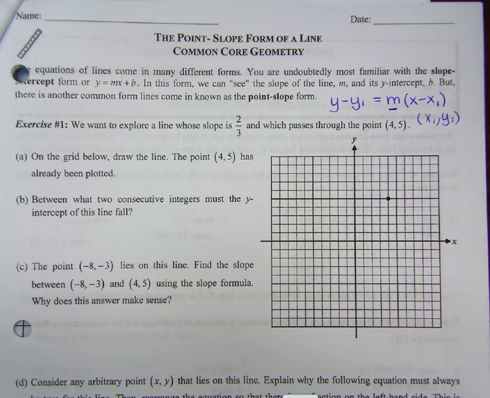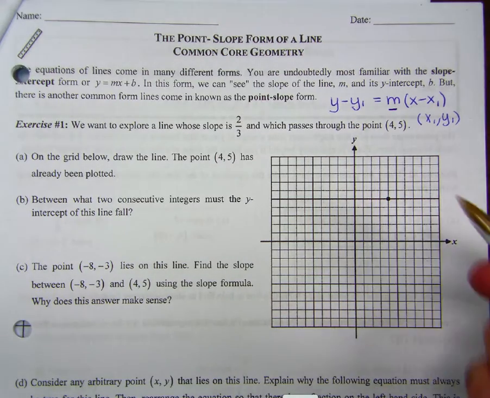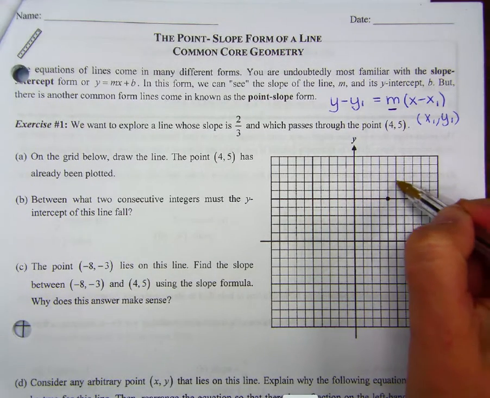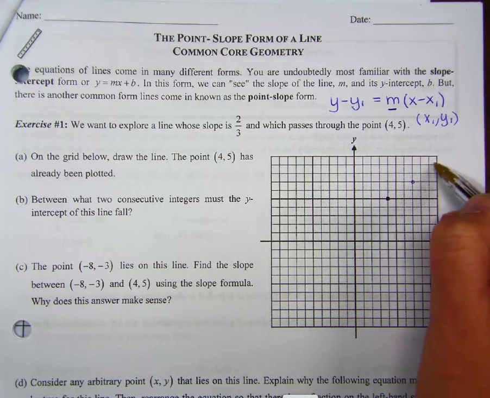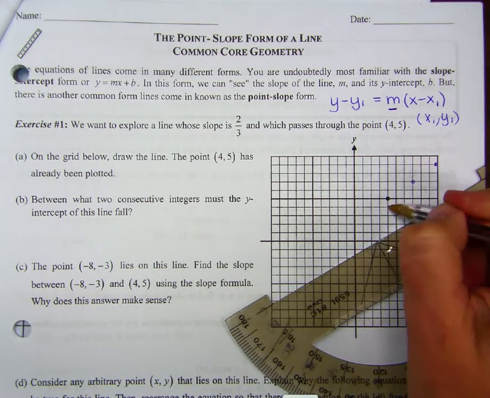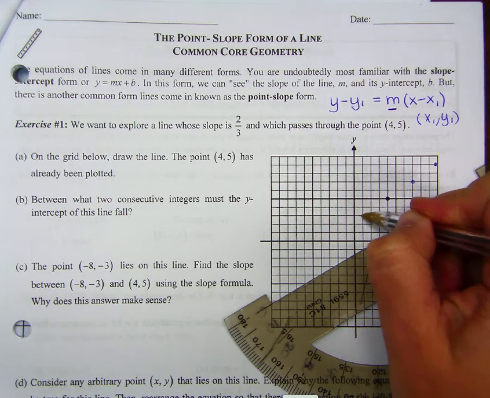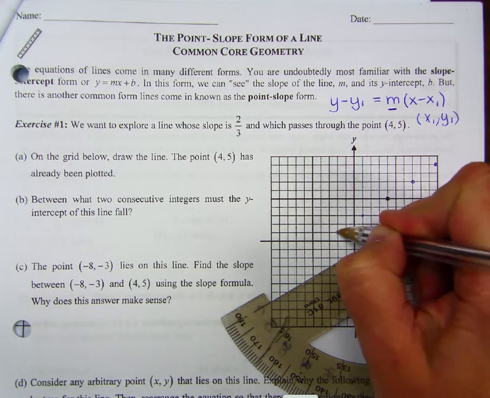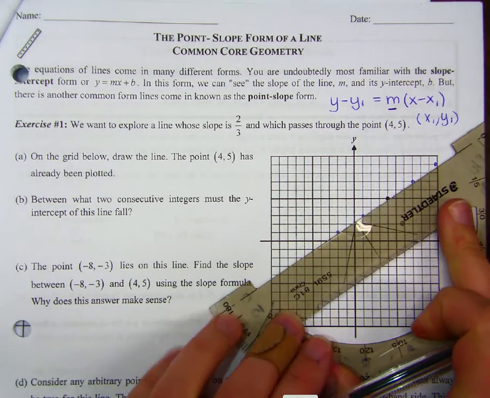So we want to explore a line whose slope is 2/3 and passes through the point (4, 5). On the grid below, draw the line. The point (4, 5) has already been plotted for us, and we know that it has a slope of 2/3. From this point, we can go up 2 units over 3, and we can do that a couple of times. And we can go down 2 units and back 3. And then we have our line.